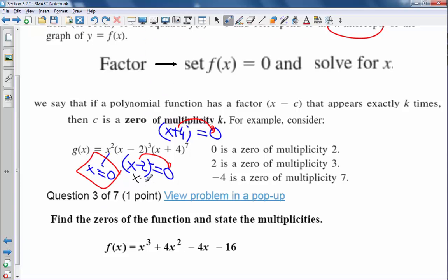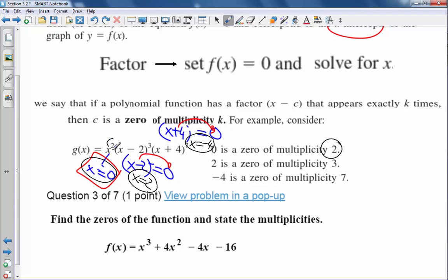You have x equal 2, x equal negative 4, and x equals 0, so you have 3 zeros: 0, 2, and negative 4. Okay? But what happened to those powers? They mean nothing to us. They're just numbers on the factors? No. They are called multiplicity.